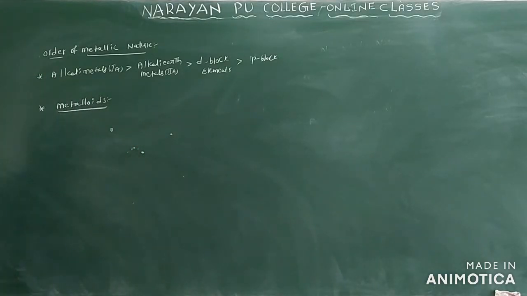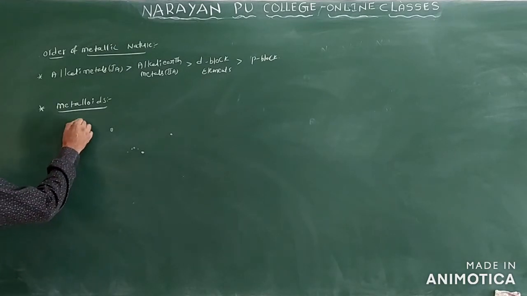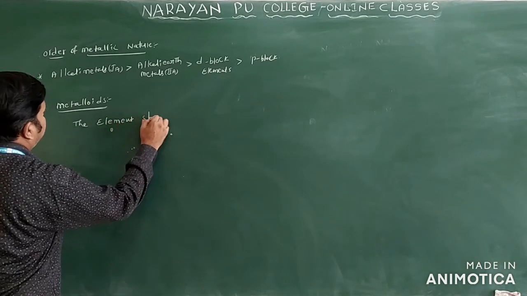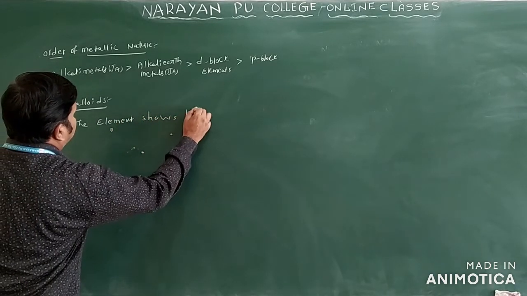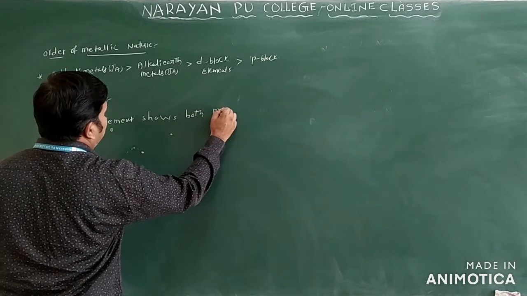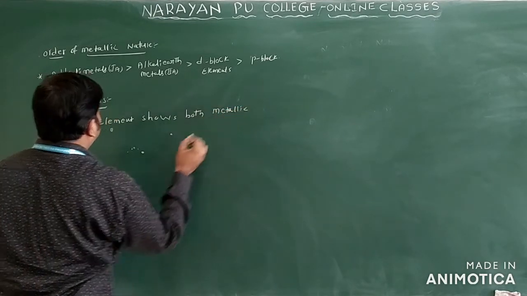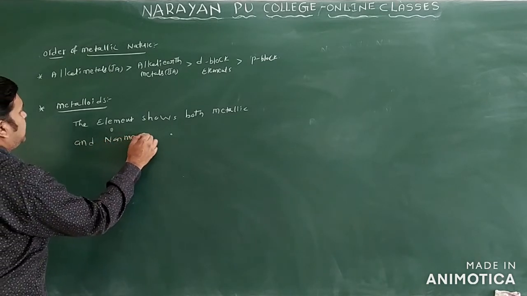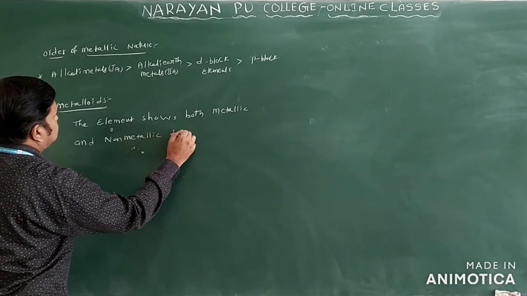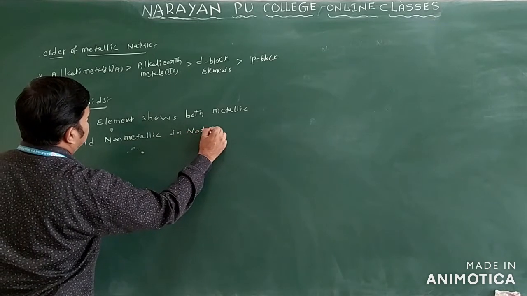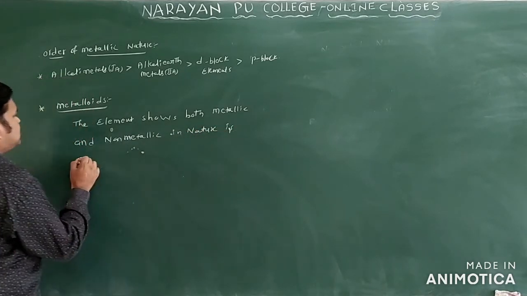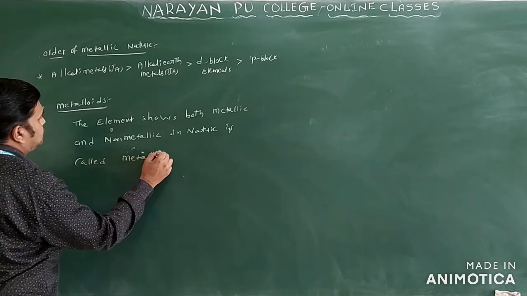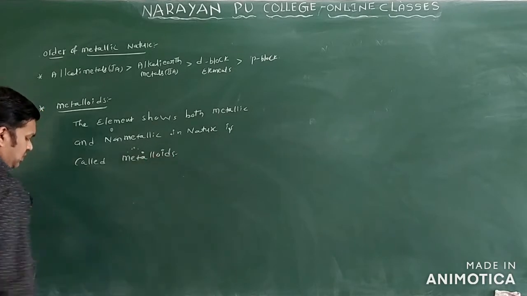So simply, we are talking about metallic or non-metallic nature. The element that shows both metallic and non-metallic nature is called a metalloid only.